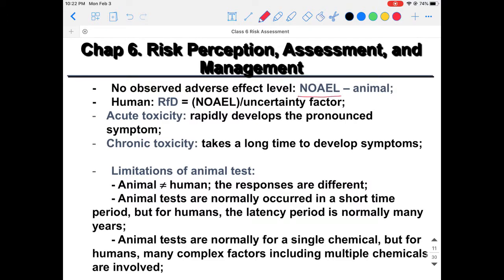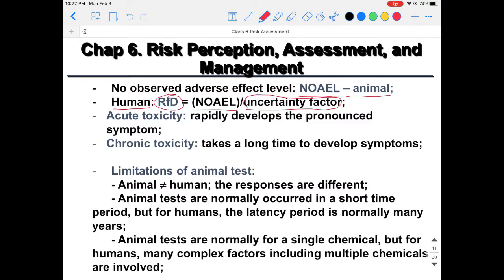All right. As we have introduced, NOAEL is short for no observed adverse effect level, and this specifically represents the animal test. For human beings, we use this NOAEL divided by an uncertainty factor to represent a similar quantity called the RfD.